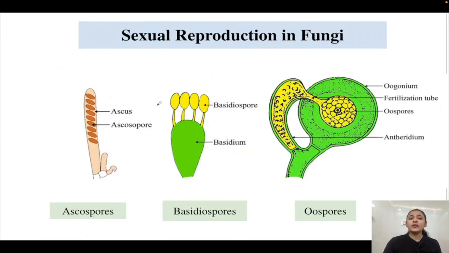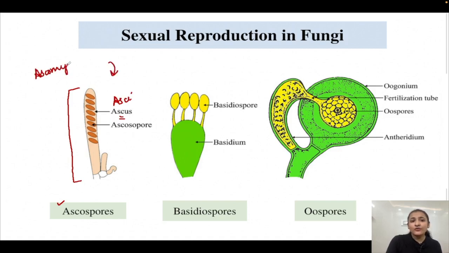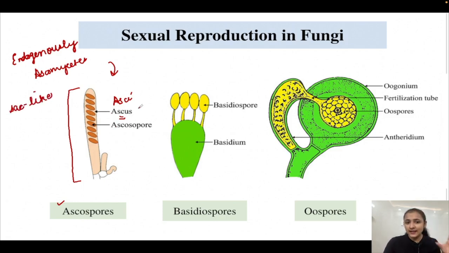In sexual reproduction, one of these spores is the ascospore. Ascospores are produced in sac-like structures known as ascus; the singular is ascus and the plural is asci. This is seen in the Ascomycetes class of fungi. Fungi are divided into various classes, which we will study later, but for now just remember that ascospores are produced endogenously, that is, on the inside of certain structures. These structures are called ascus, which are sac-like structures, and they are found in the class Ascomycetes.